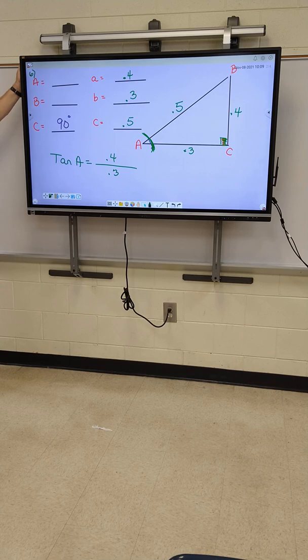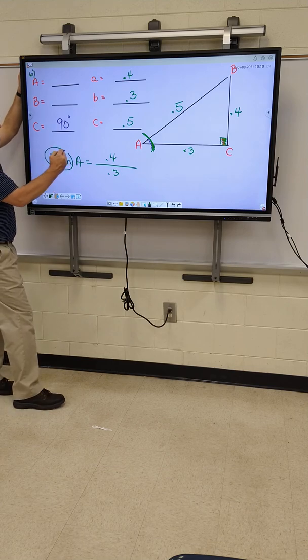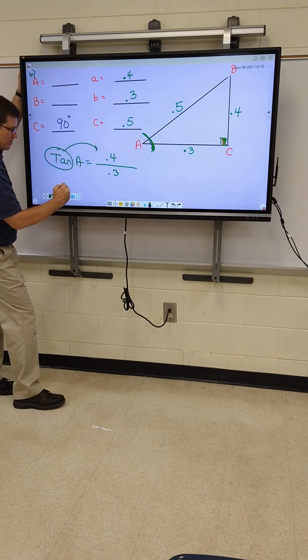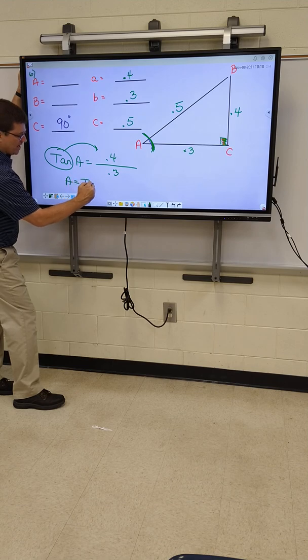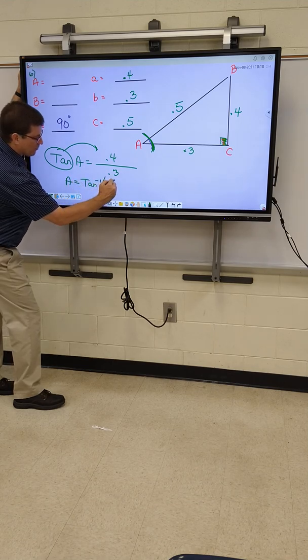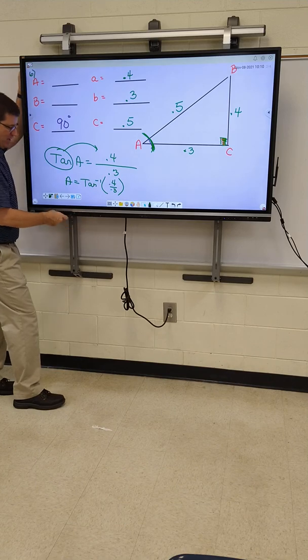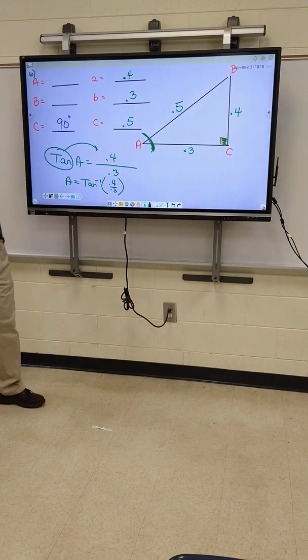Look at it. Write it down. Based on what we learned last week, what are we going to type in the calculator on this one? Inverse. There you go. What happens with tangent when I have to move it over? It becomes tan negative 1, 0.4 over 0.3. Everybody type that in and let's see what we get.